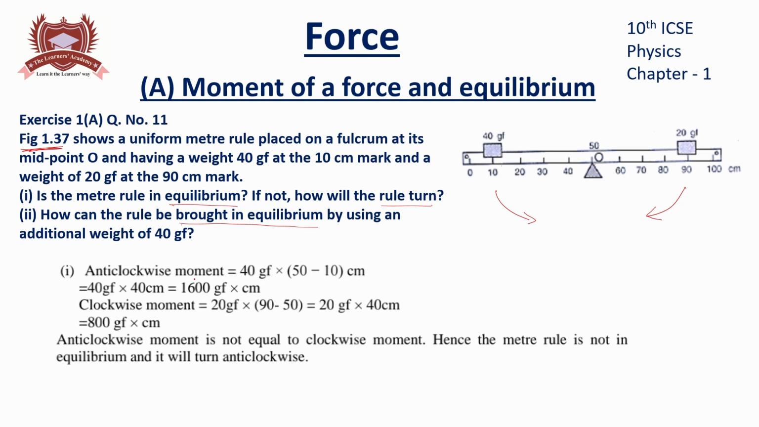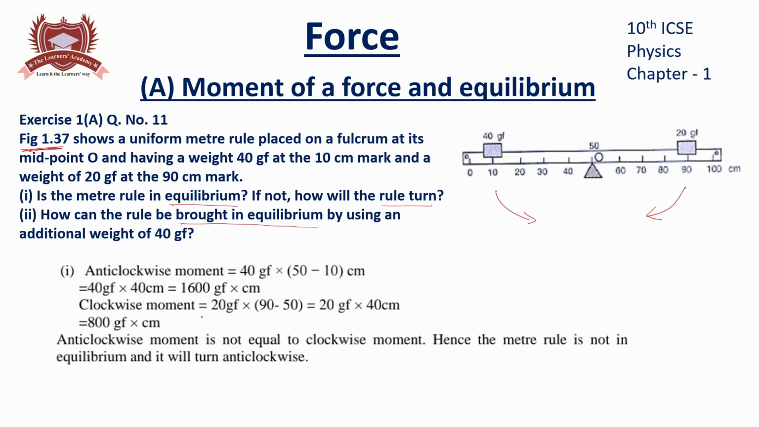So we end up with the clockwise moment equal to 40 gram force multiplied by 50 minus 10 centimeters. So it's 50 minus 10 centimeters, which gives 40 gram force multiplied by 40 centimeters. So that would be 1600 gram force multiplied by centimeters, or 1600 gram force centimeters.